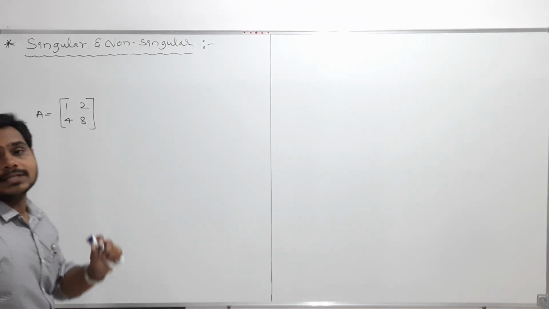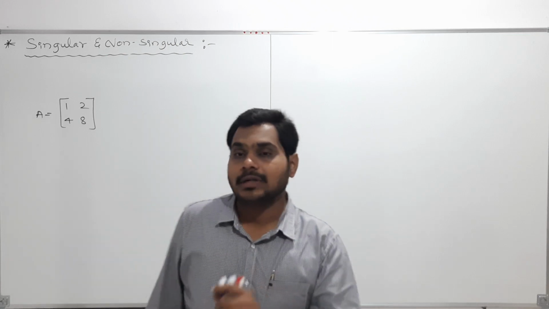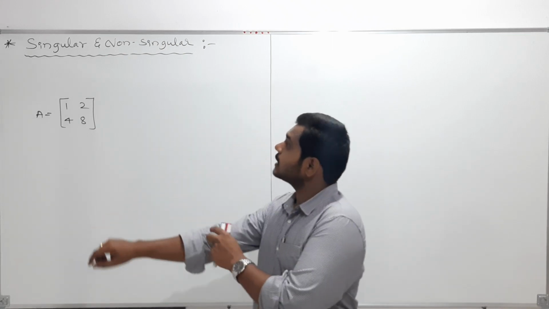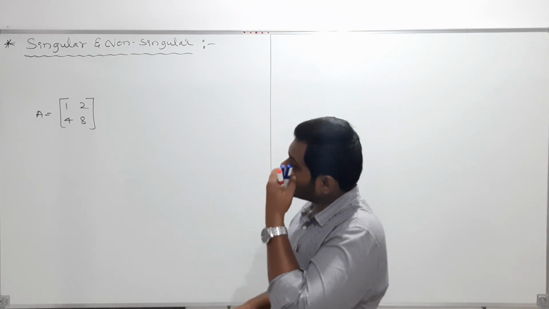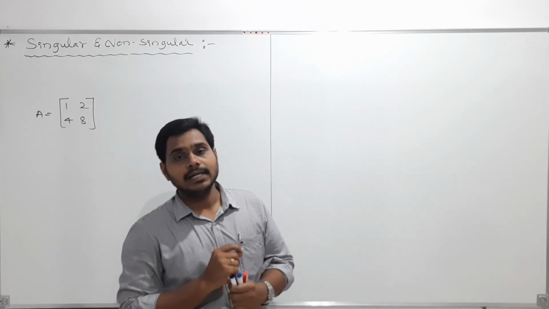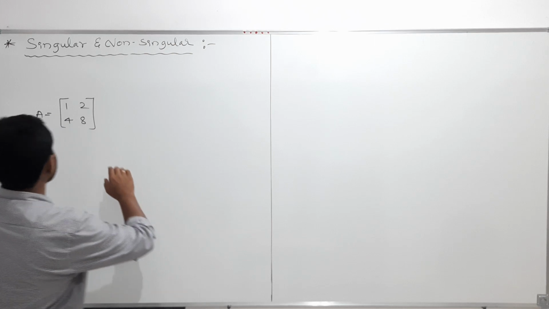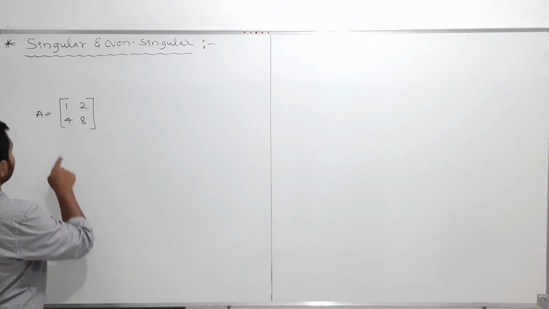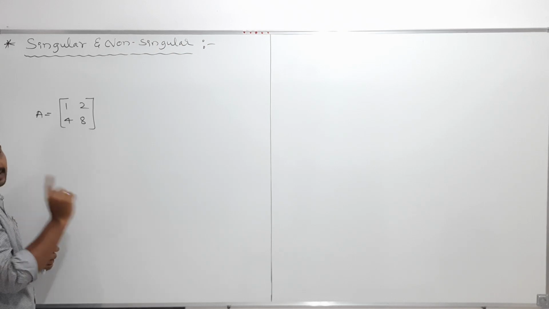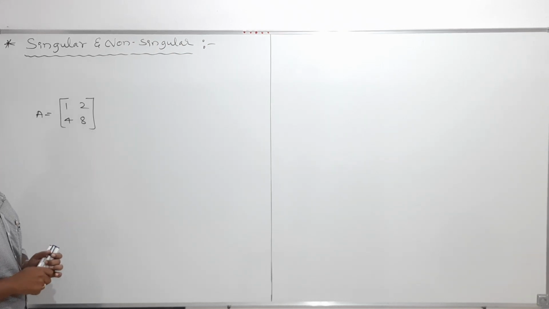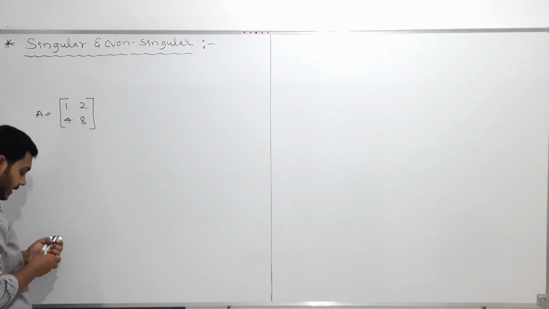Yes, my students, the next concept we are going to discuss is singular and non-singular matrix. Before studying the definition of the singular and non-singular matrix, first of all I will take one example. I take one square matrix of the order 2 cross 2. So this is the square matrix.